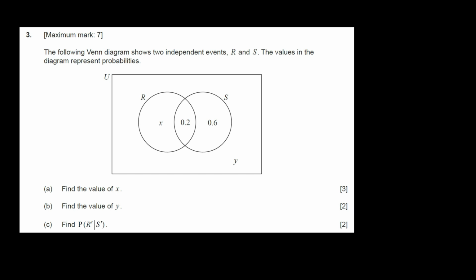It's a Venn diagram question. The following Venn diagram shows two independent events R and S. The values are shown over here. Find the value of X. Okay, so this is very important, knowing that these are two independent events.